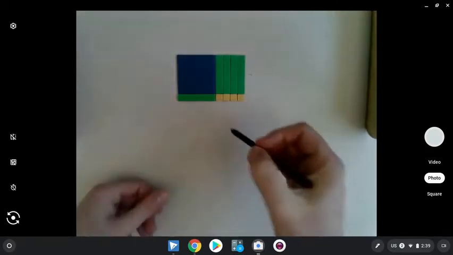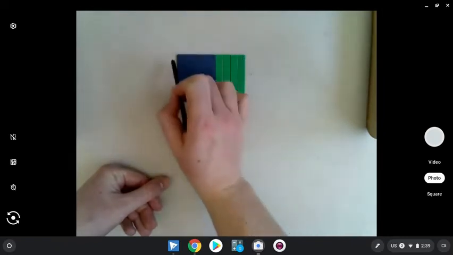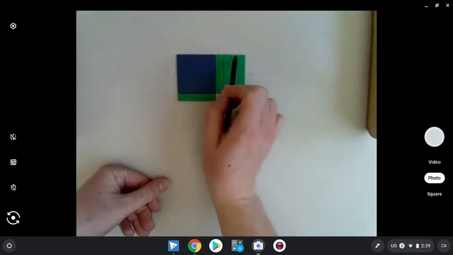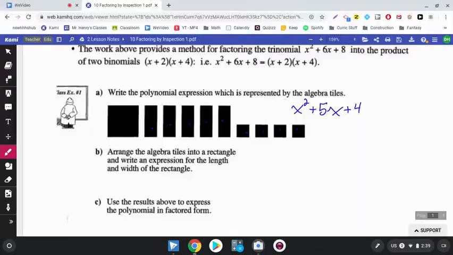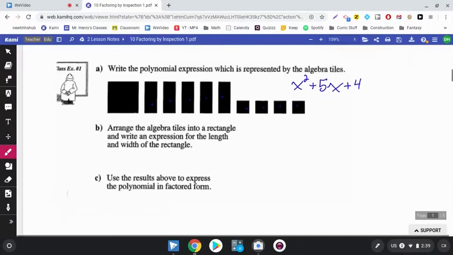But it's the idea that these tiles represent an area, and I know a product that gives me area is the length times the width. So here is my rectangle. It's all the same tiles, I just organized it nicely. Let's do that over here. It says arrange them in a rectangle.